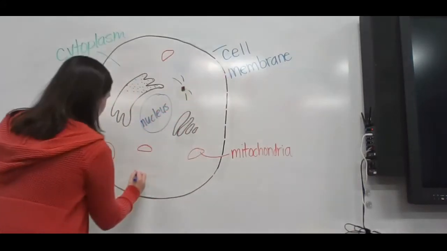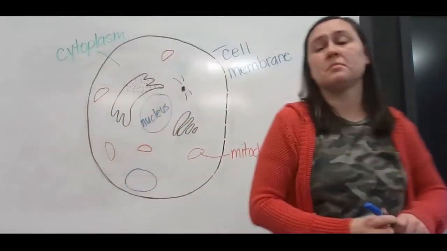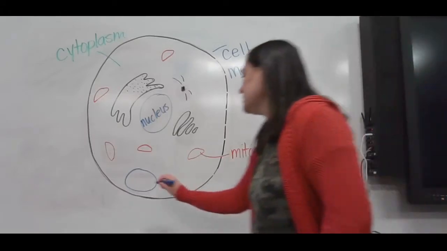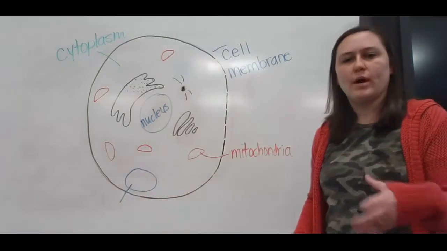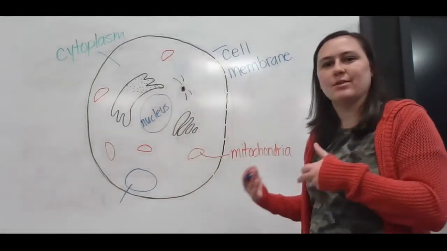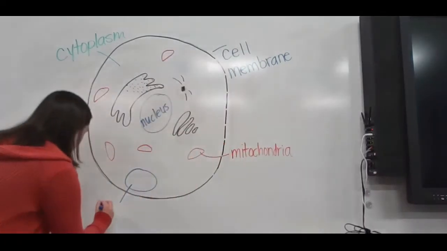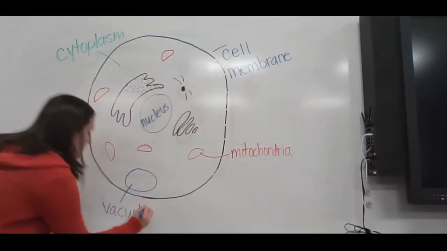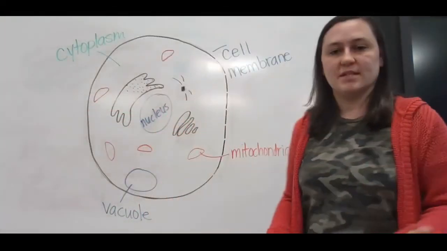The next one I want to talk about, I'll draw this. I'm making it blue because that's the color I grabbed. It makes no difference. And this is a storage organelle. So it's going to store water, waste, nutrients, things that the cell doesn't need right now but probably will need later. It's called the vacuole. I always tell everybody to remember that. It's like the refrigerator of the cell.